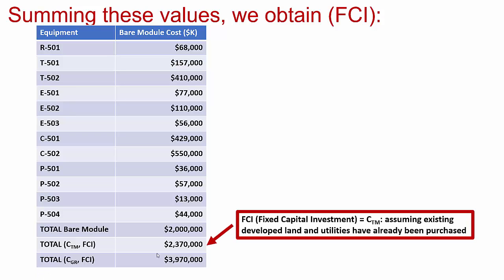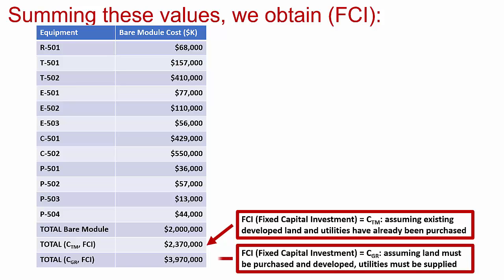Remember that if you are building a process on land and you already have access to steam, cooling water, fuel for furnaces, auxiliary buildings, offices, all of that, your fixed capital investment is the total module cost. If you are starting with nothing and you need to purchase land and everything else, you will be calculating grassroots cost. So if you are starting with nothing, that means you really don't need the total module cost necessarily. You shouldn't present it. Your final cost, your FCI, is the grassroots cost.